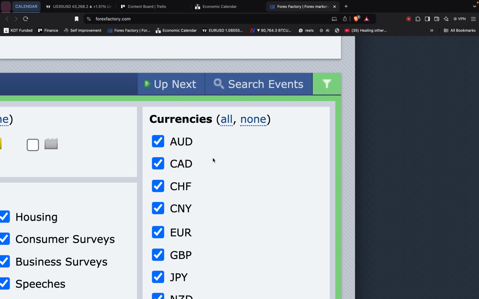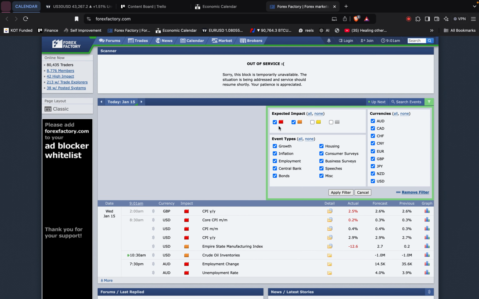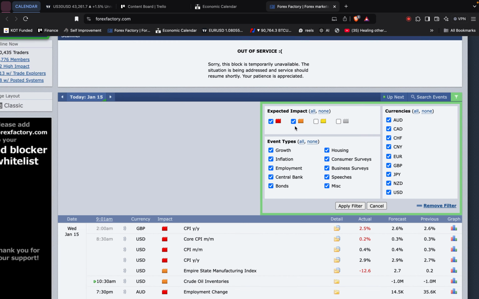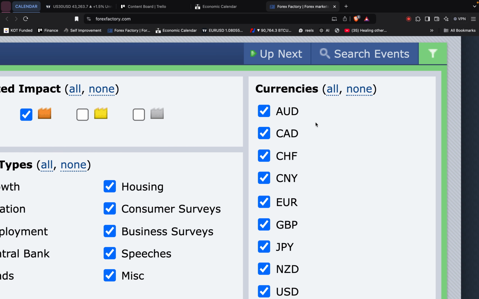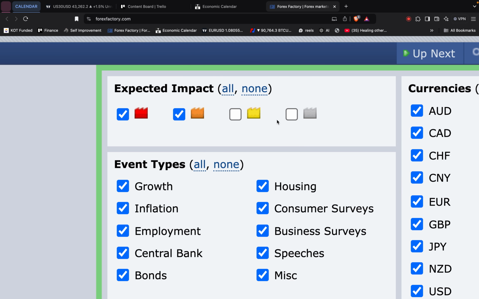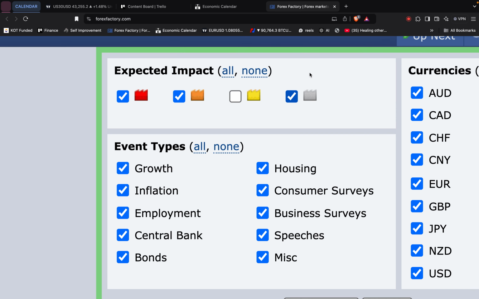green little filter icon, and what you're going to do is only reveal high impactful news, right? So you're going to do high impactful news, and once it's revealed, you'll have everything checked but the silver and the yellow. You don't want to show the yellow, and actually, show the silver because this is going to show you bank holidays, which are important to know. So leave the yellow alone.